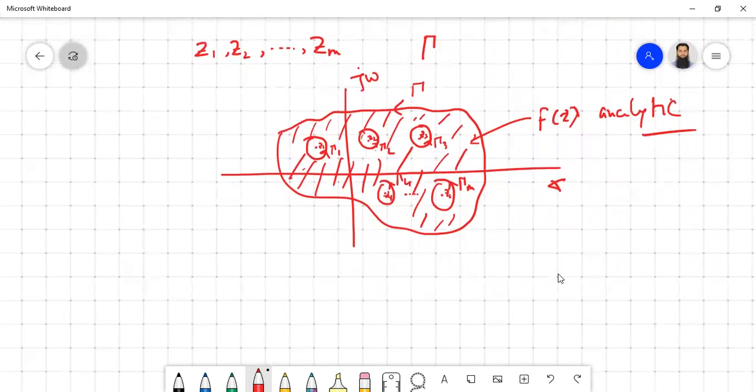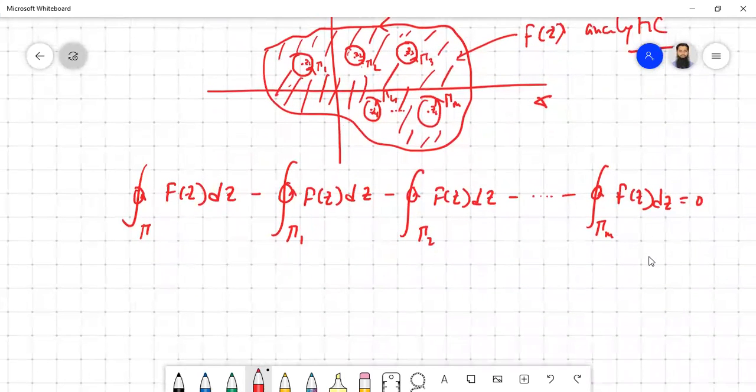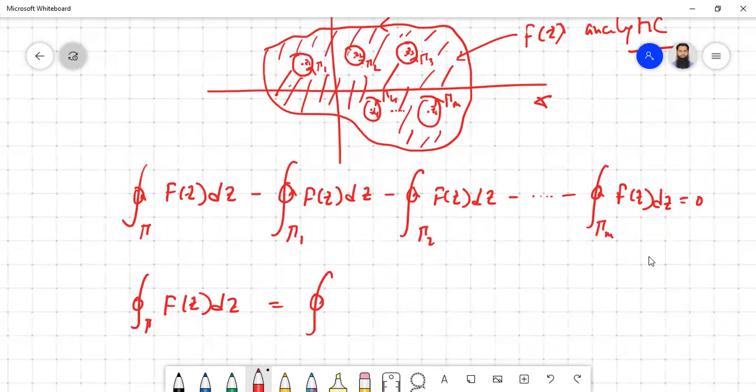And because of that, we can write that the outer integral, obviously counterclockwise, over gamma of f(z) dz, minus the summation of the rest of them, that is gamma 1 f(z) dz, then gamma 2 f(z) dz, and so on up to gamma m f(z) dz, should be equal to 0. So we can write that your overall integral of f(z) dz should be equal to the summation of all those integrals.